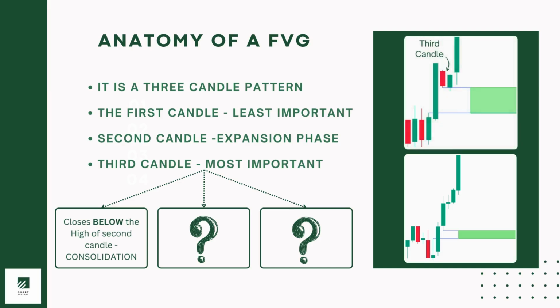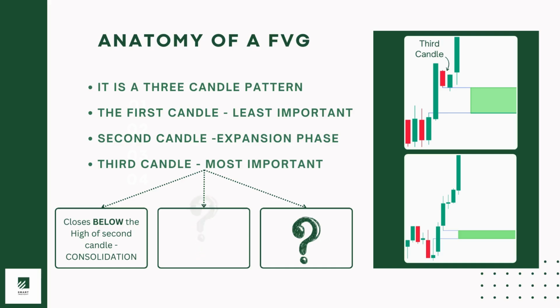gap. When we normally say there is a fair value gap, this is the type of pattern that we are talking about, where the third candle closes below the high of the second candle and there is a gap between the low of the third candle and the high of the first candle. We are taking bullish examples because it will be easier for us to go through these different variations, taking just one scenario.